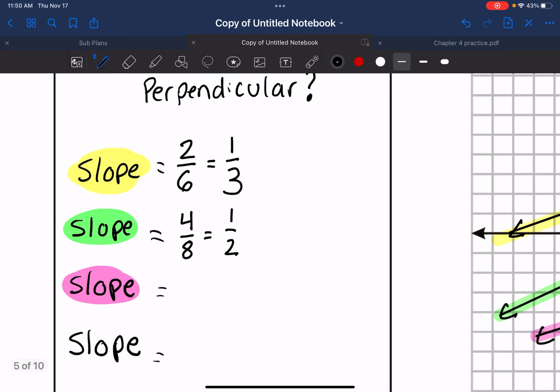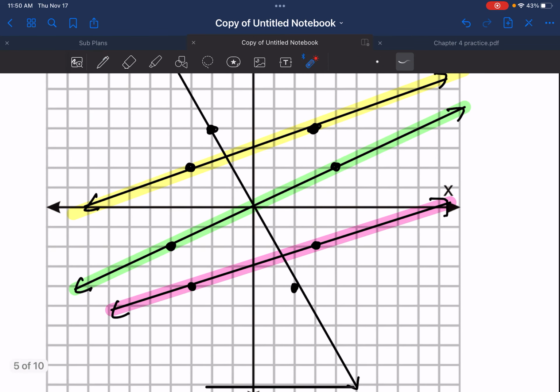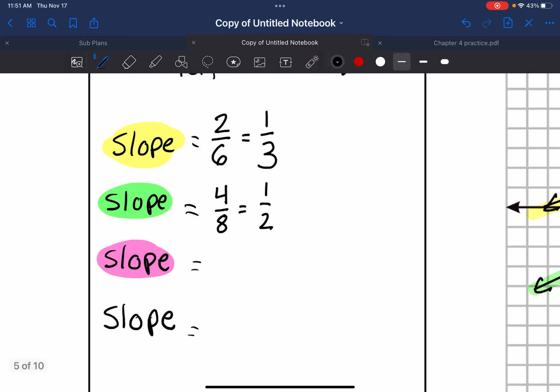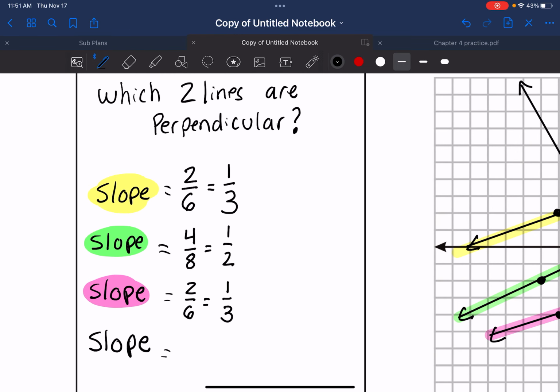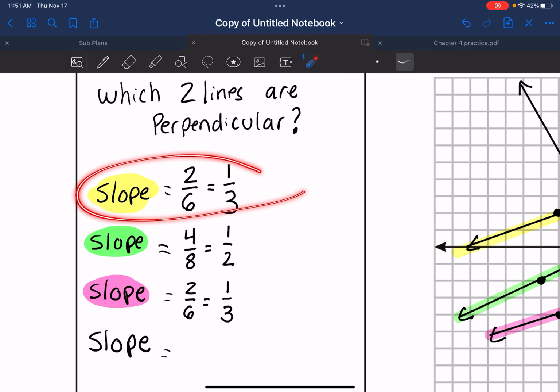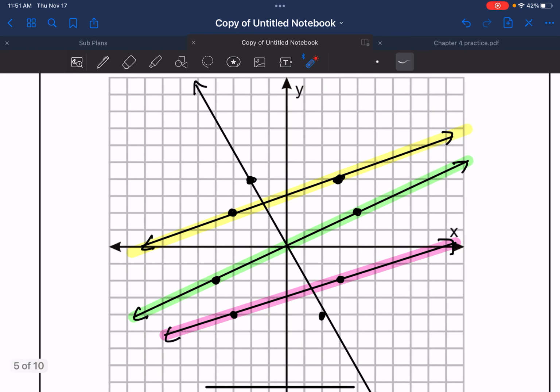All right, now the pink line. Pink line is up 1, 2. Over 1, 2, 3, 4, 5, 6. 2, 6. 2, 6, we can reduce that to 1/3. Now, if the question was asking which ones are parallel, we could say that pink and yellow are parallel because they have the same slope. But it's not asking for that, it's asking for perpendicular. Now, it's all going to come down to this slope right here. This is the slope that's going to tell us which one is actually perpendicular.